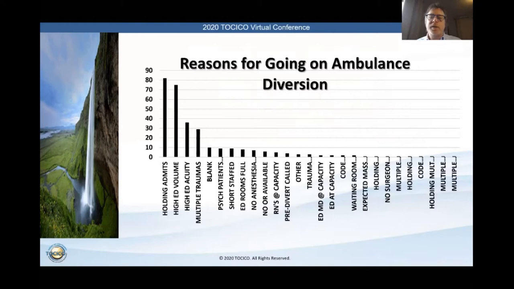Ambulance diversion is a sensitive symptom of a broken hospital system. As we can see from this graph, by far the most common reasons for the ED going on diversion are high ED volumes and boarding a lot of admitted patients, which obviously adds to high volume.